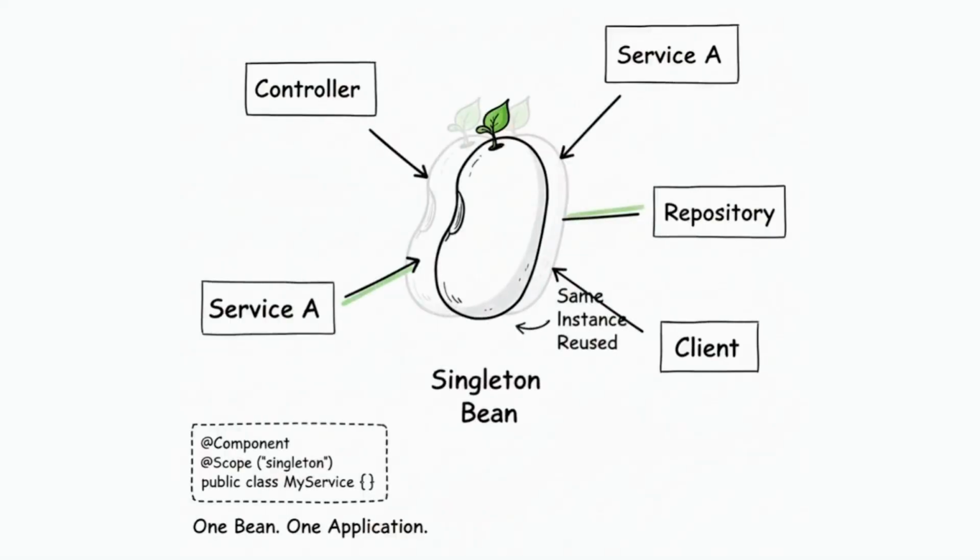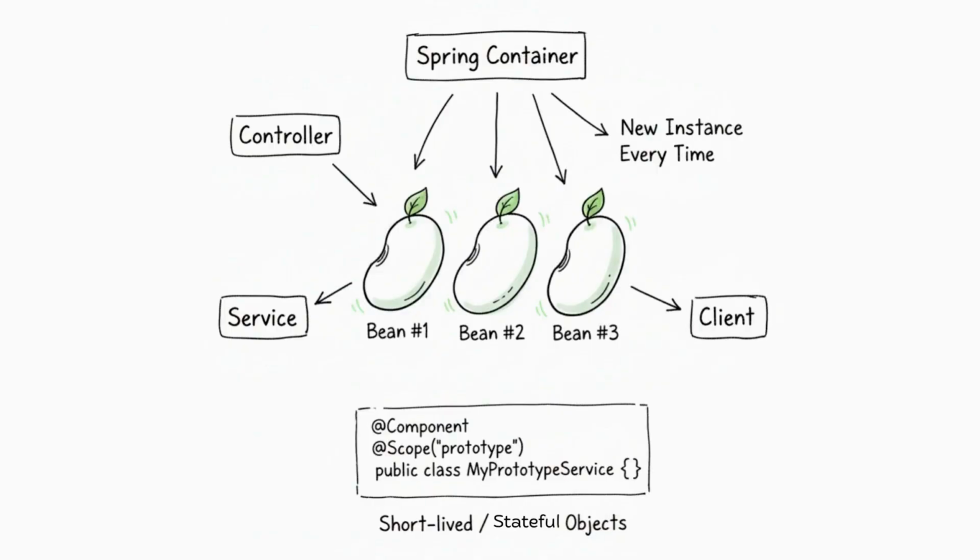Let's discuss singleton scope. Singleton means Spring will create only one instance of the bean for the entire application. No matter how many times you autowire or request it, it is still the same object. Prototype scope. In prototype scope, Spring creates a new bean instance every time you request it. It is useful for short-lived, stateful, or temporary objects.